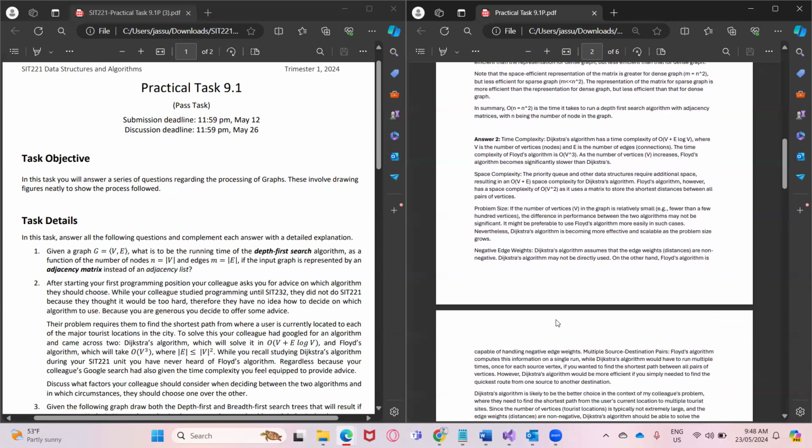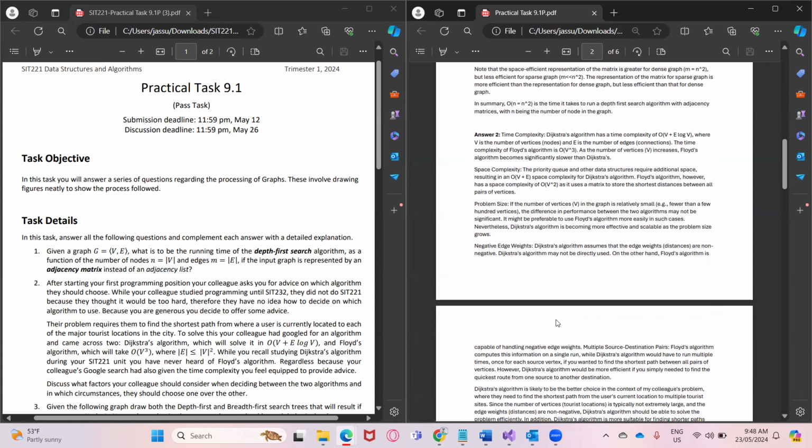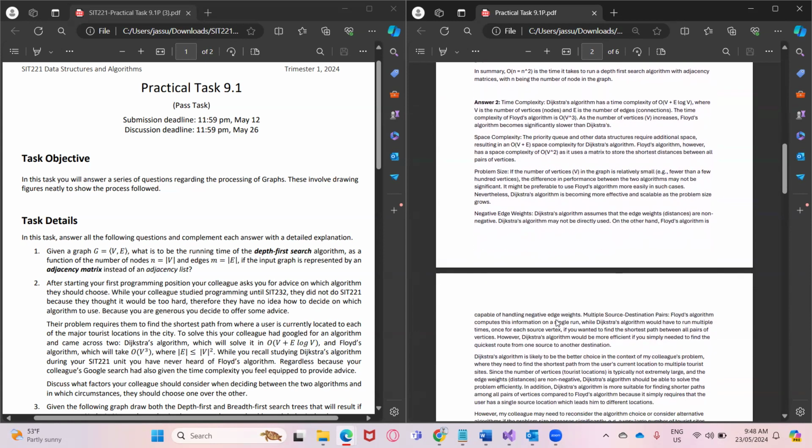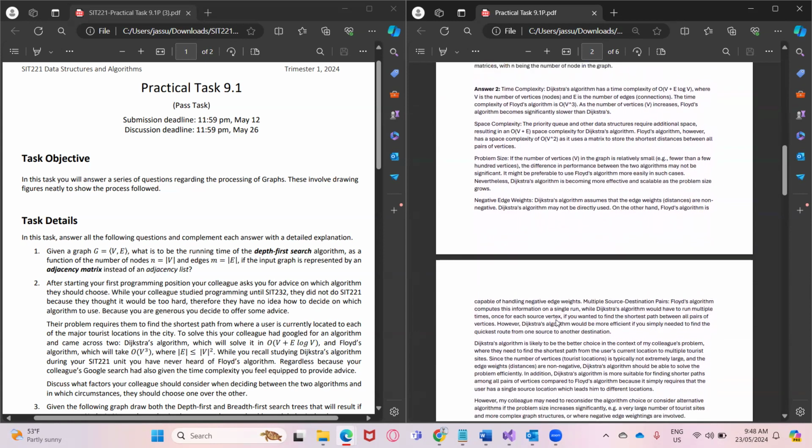When we talk about multiple source destination pairs, Floyd's algorithm computes the shortest path between all pairs of vertices in a single run. In contrast, with Dijkstra's algorithm, we need to run it separately for each source vertex if we want to find the shortest path between multiple pairs of vertices.